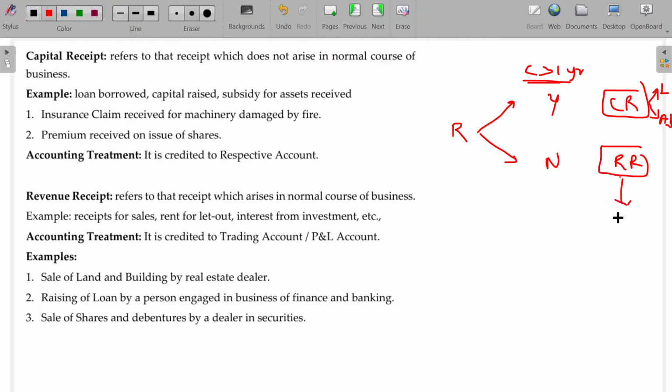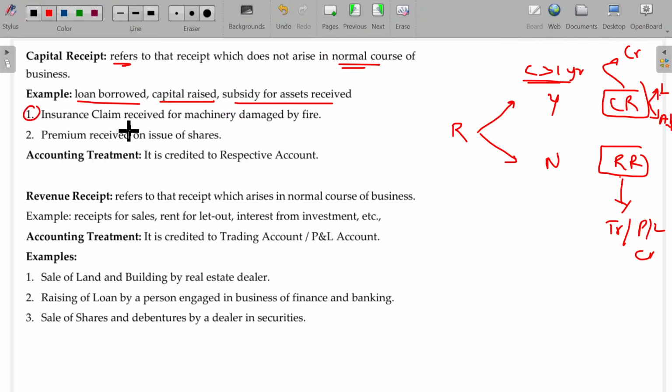Revenue receipts will be transferable to the trading and P&L account, credit side. And in this case, this will be credited in either the liabilities or asset account. Is that clear? Capital receipts refers to the receipt which does not arise in the normal course of business. For example, loan borrowed, capital raised, subsidy for assets received. All these things are capital receipts.